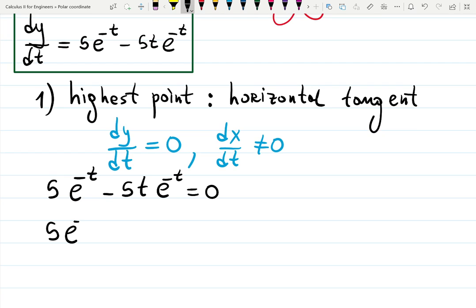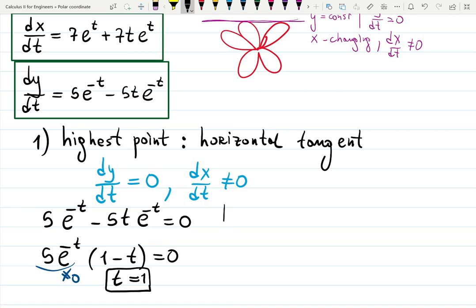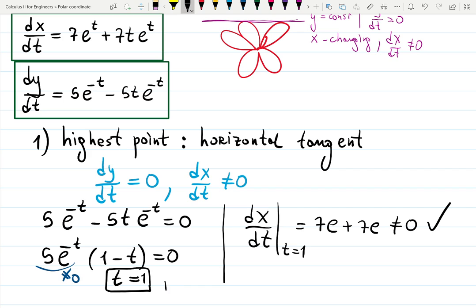Let's factor out 5e to the minus t, and I will have 1 minus t left equals 0. Remember, the exponential function is not 0, and 5 is not 0 as well, so that whole factor is not 0. So I have one solution here, t is 1. But I also need to check that this solution does not make the derivative of x 0. If I plug t equals 1 into the derivative of x with respect to t, it's going to be 7e plus 7e, which is not 0. So that's good. We found where the derivative of y is 0, the derivative of x is not 0, and that is when t is 1.